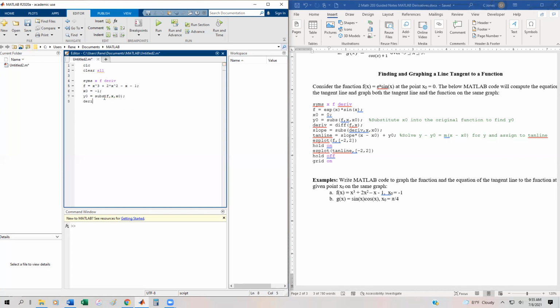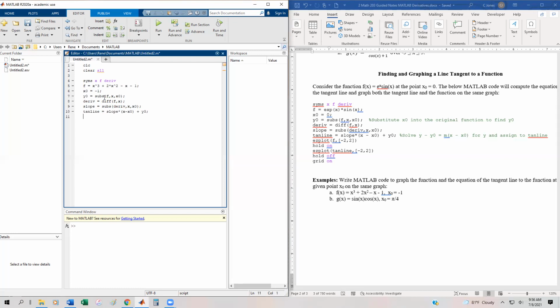We're going to find the derivative so we can find the slope. So we're going to say deriv equals diff of f with respect to x. And now we can get our slope by substituting. So we're going to use the subs function. We're going to substitute in deriv, for the old variable, which was x, the new variable x naught. And then now we're going to find the equation of the tangent line. So I'm just going to call it tan line, and that's going to be equal to the slope times x minus x naught, for x0, plus y0.